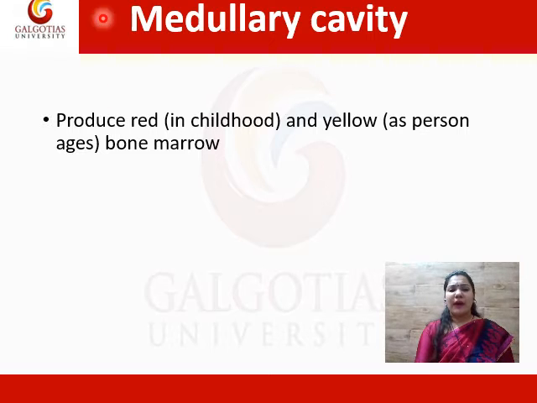Next important part is the medullary cavity. The medullary cavity is the hollow portion of the long bone present in the shaft of the bone. It produces red bone marrow in children and yellow bone marrow in older persons. As the age increases, the red bone marrow changes into yellow bone marrow.